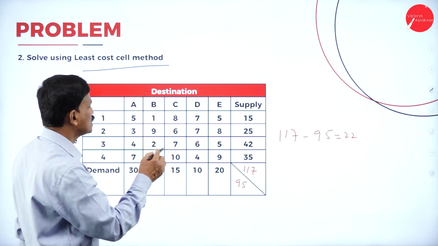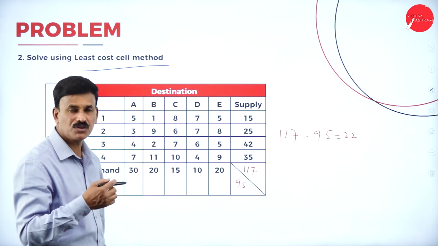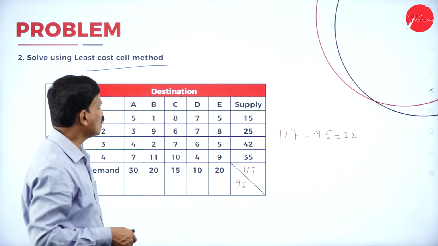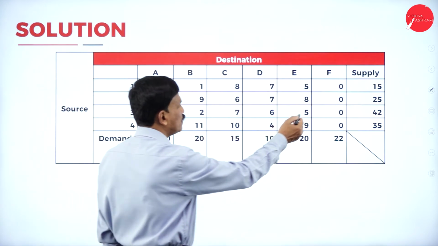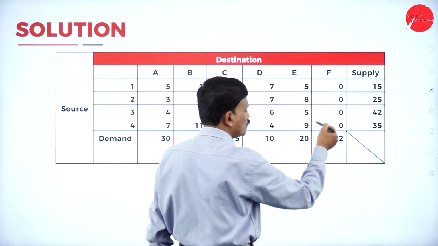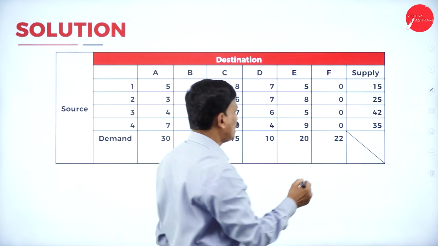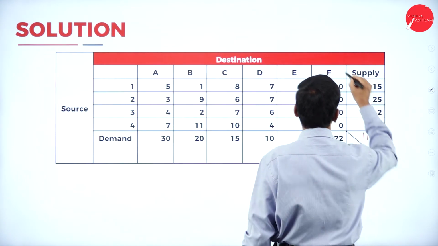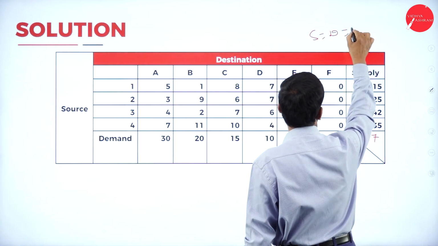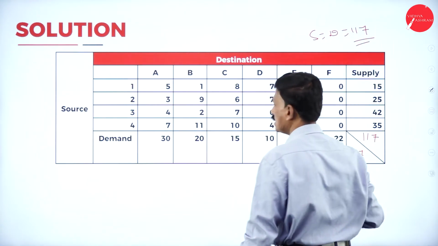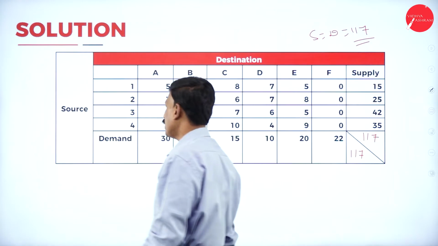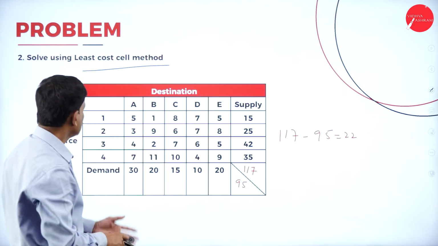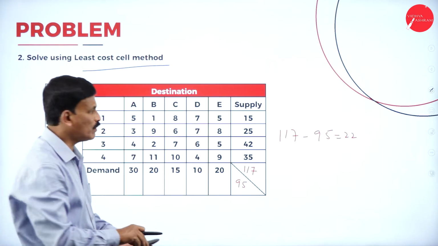Since the supply is greater than the demand, as usual we are going to add a dummy column. So here we have added a dummy column F with 0, 0, 0 and the total 22. If you add, the supply is 117, demand is also 117. So the supply is equal to demand is equal to 117. The same problem I have taken.